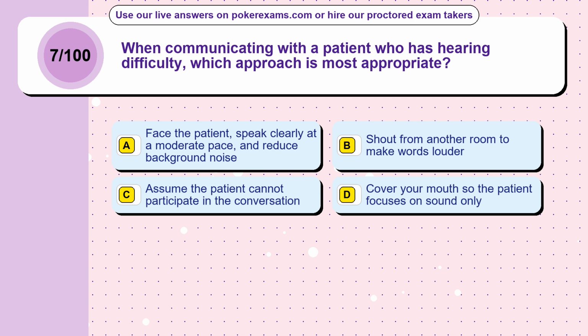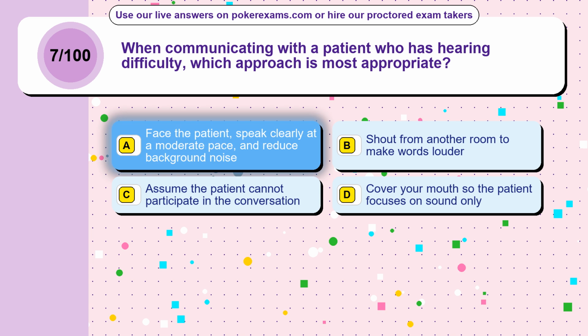Option A, face the patient, speak clearly at a moderate pace, and reduce background noise. Option B, shout from another room to make words louder. Option C, assume the patient cannot participate in the conversation. Option D, cover your mouth so the patient focuses on sound only. The correct answer is option A.